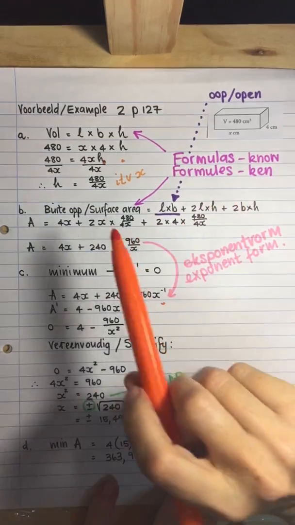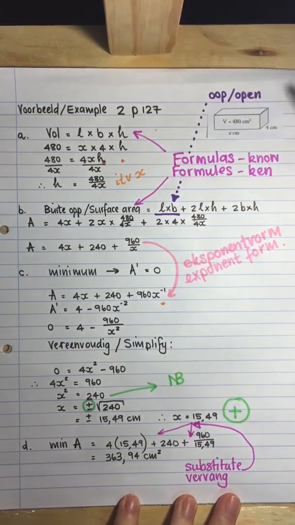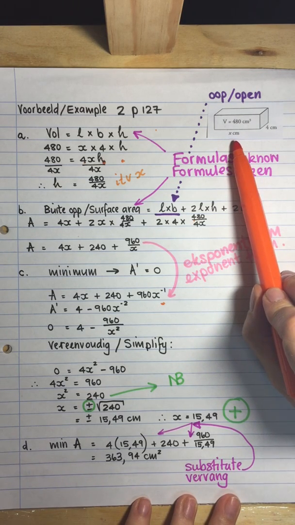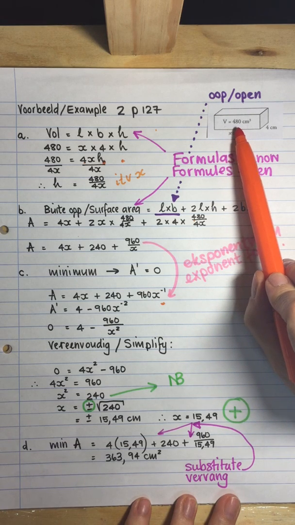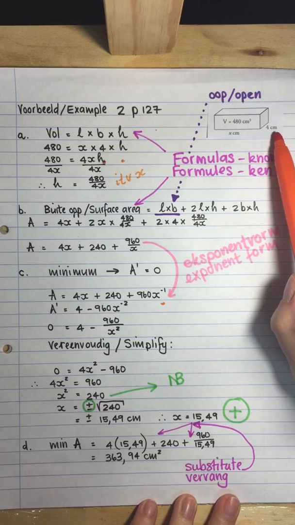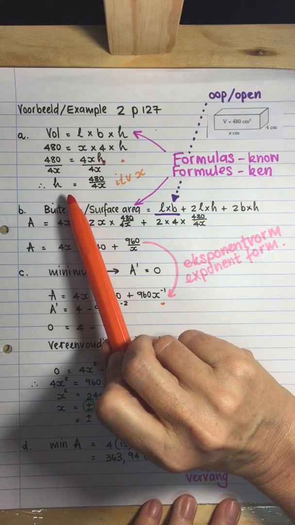I will now explain example 2 on page 127. We are given an open box in the shape of a rectangular prism, and we are given the length as x centimeters, the volume 480 cubic centimeters, and the breadth is 4 centimeters. And they ask us to determine the height in terms of x.